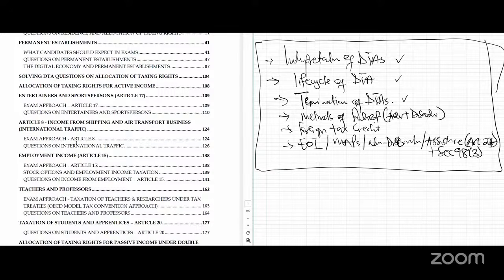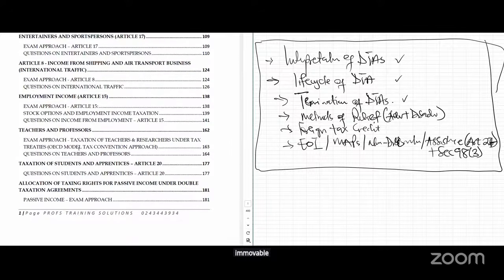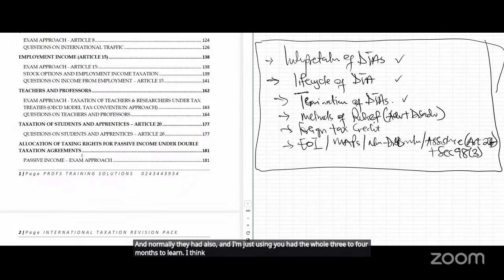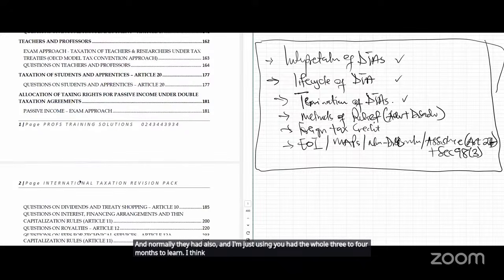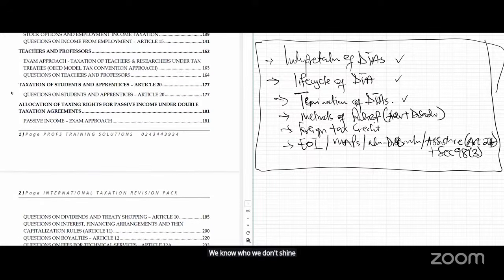Article 8. I sent you a video on that, right? I think so. Immovable. And you had the whole 3 to 4 months to learn. Students and apprentices. It has never been examined before, but I'll still talk about it.